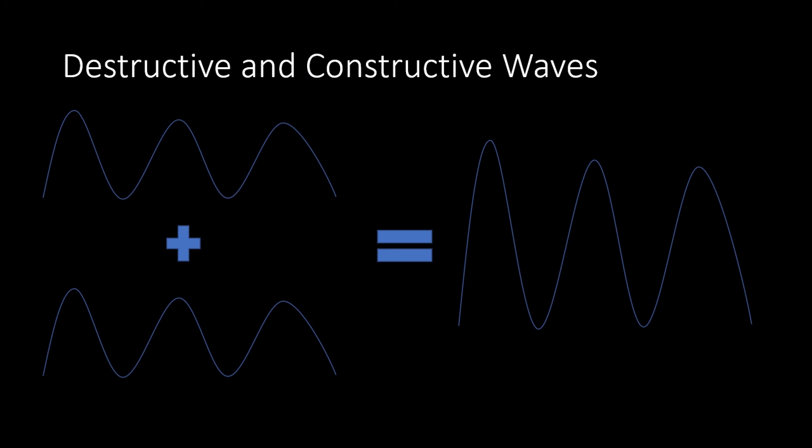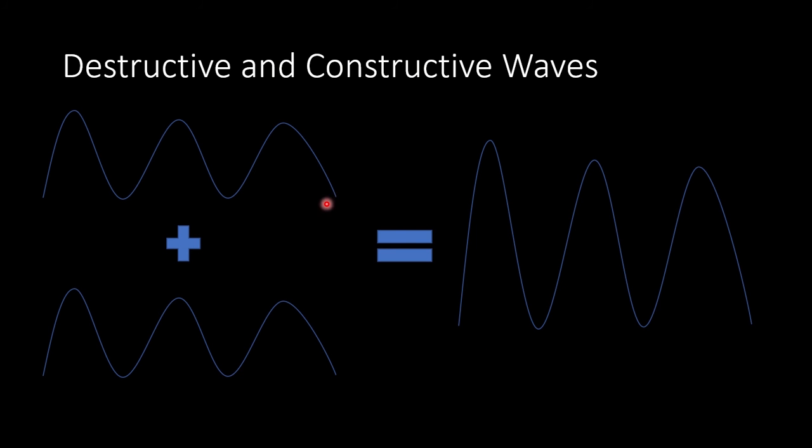Now, we know that light acts both as a particle and wave. However, the first characteristic you really need to know is how waves interact. Waves either interact constructively or destructively. When waves collide with one another, they interact in one of these ways.